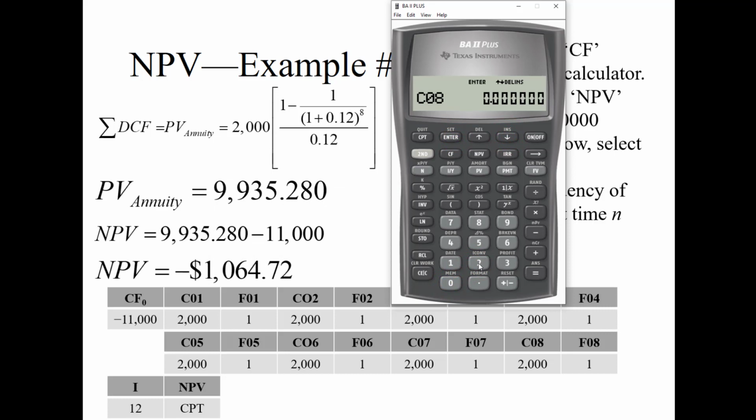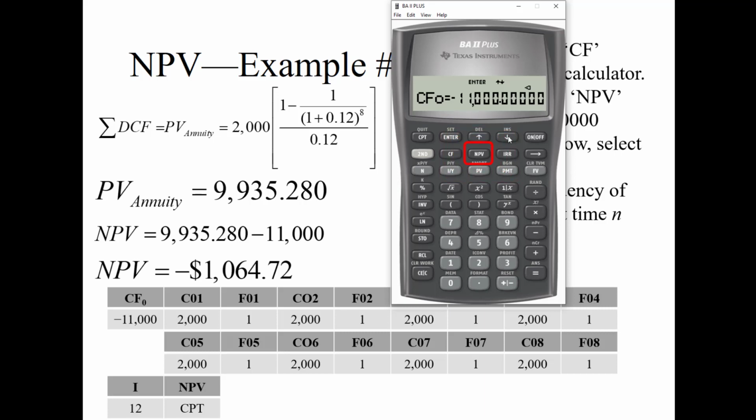And here we have our last cash flow at time 8. Its frequency is also 1. I want to make sure that the next cash flow is 0. And then it will go back to our cash flow at time 0. So now we have this information, and we need to use the NPV key.